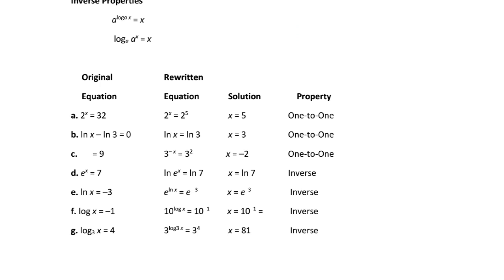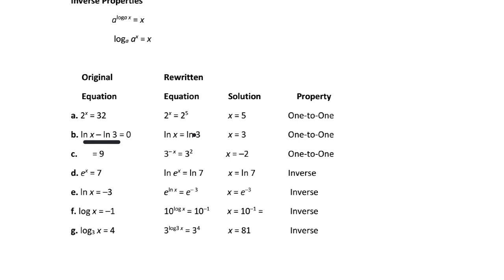So here's some examples, and you can go through these on your own. But 2 to the x equals 32. If you know that 32 is 2 to the 5th, well, then all you need to do is set the x equal to the other one, and you get x equals 5. So you set your exponents equal. Here they added ln 3 to both sides, and now we got x equals 3.